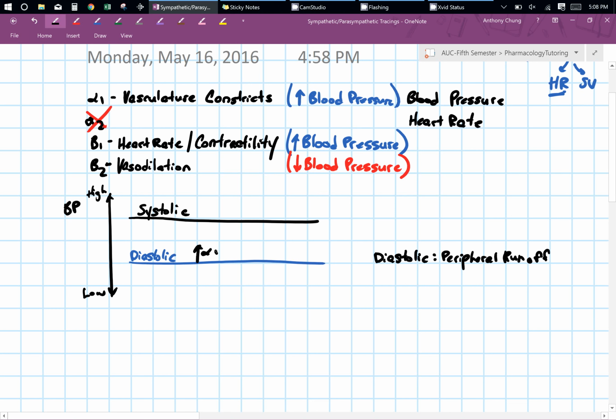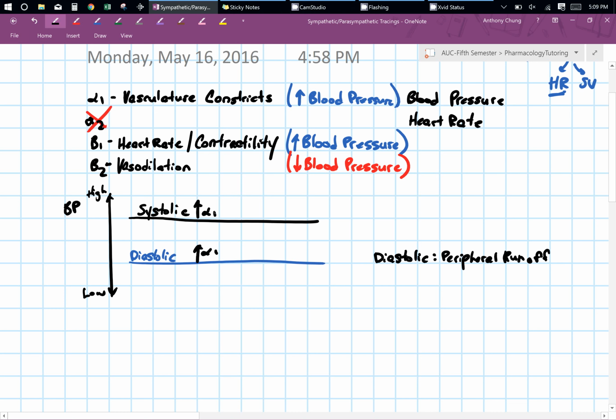So if the resistance, okay, what was systolic? Systolic is when the heart is beating and it's pumping. When it pumps against this pressure, that aortic pressure, that's going to be systolic. Obviously, if you have increased total peripheral resistance, that's going to increase too. So in the case of alpha, you would increase your systolic and diastolic approximately equally.